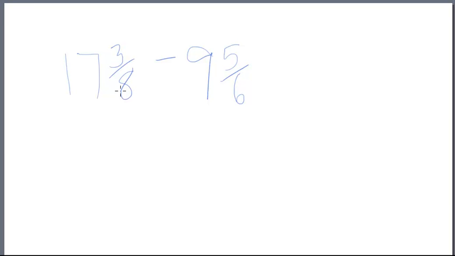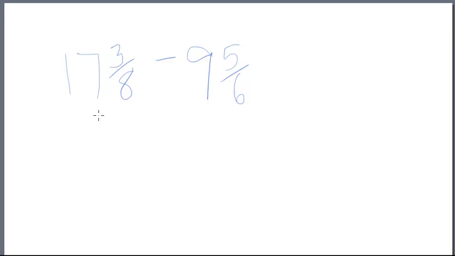Okay, today I want to talk about subtracting mixed fractions with renaming. Our example here is 17 and 3/8 minus 9 and 5/6. The first thing you want to notice is that our denominators, 8 and 6, are different, so we have to find the least common denominator in order to add or subtract our fractions, in this case subtracting mixed fractions.